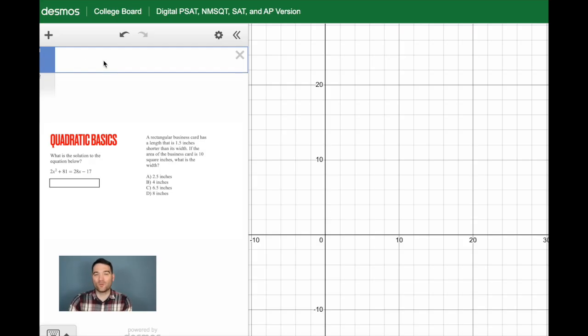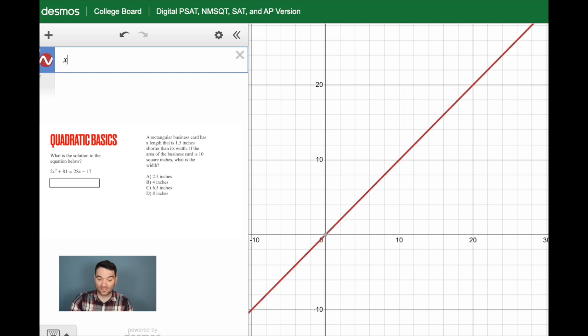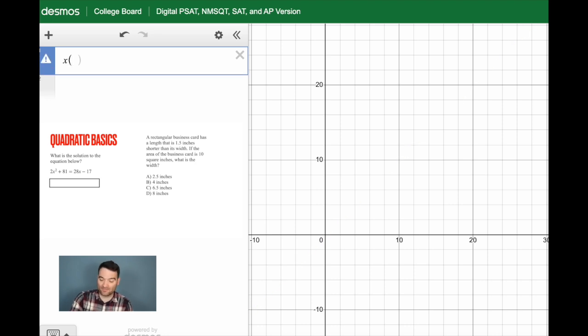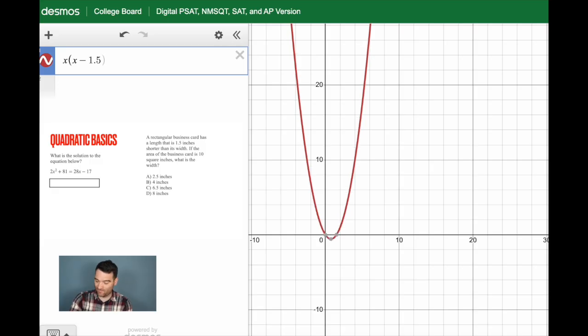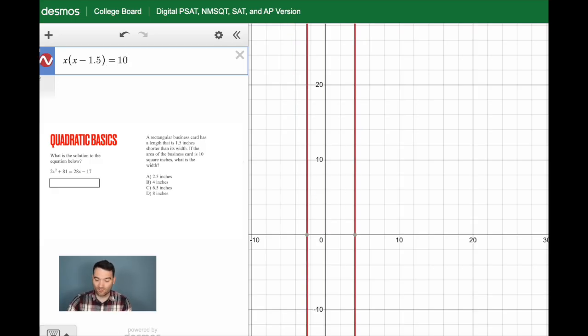Now let's look at the second one, and we can use the equation that we set up for the width and the length. We'll use x for our purposes here, right? Because that's what the calculator recognizes. So the width times the width minus 1.5 is equal to 10. All right, well, we have one solution at negative 2.5. That's not possible. And one solution at 4. That's the answer.